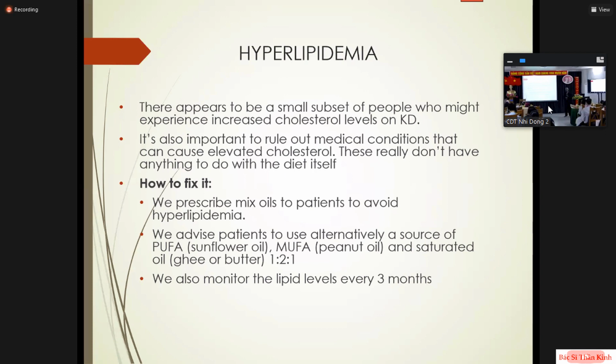Of course, we monitor the lipid levels every 3 months. But as I said, the 2 points in this: does the cholesterol really give rise to atherosclerosis, and I think not. It's not the only cause of atherosclerosis. So don't overemphasize that.